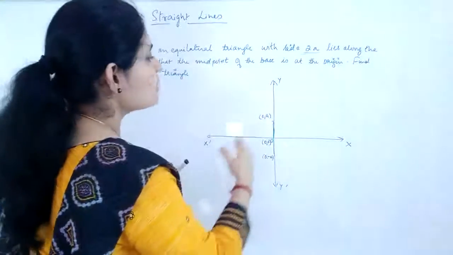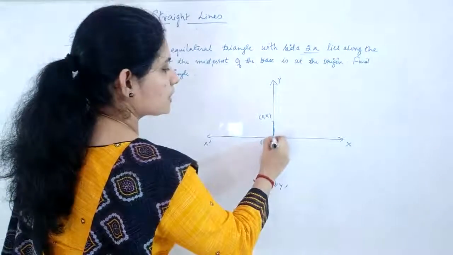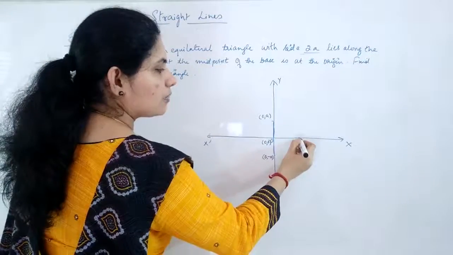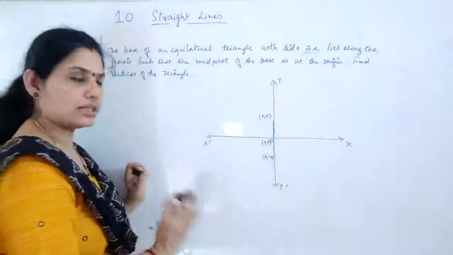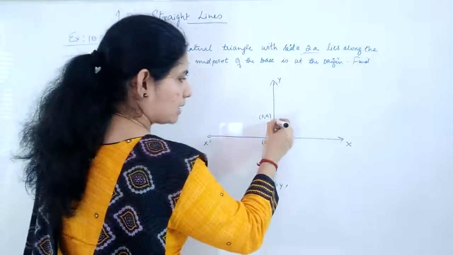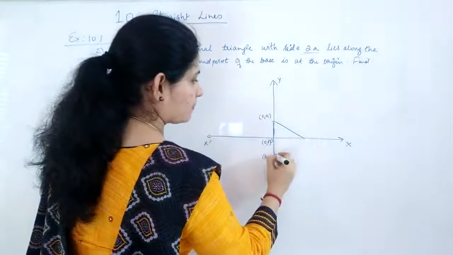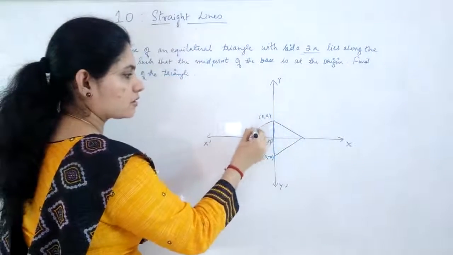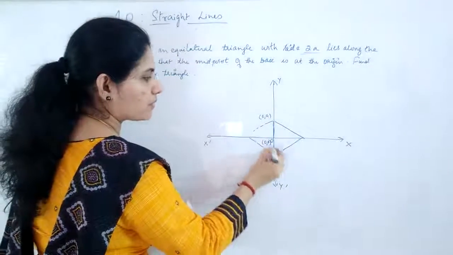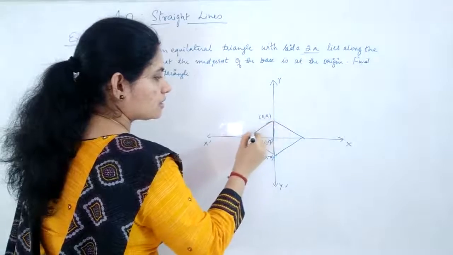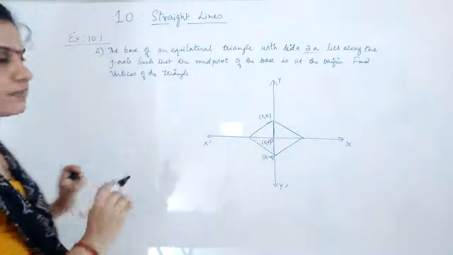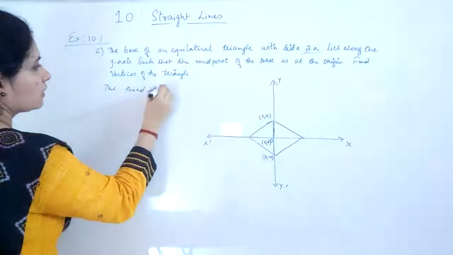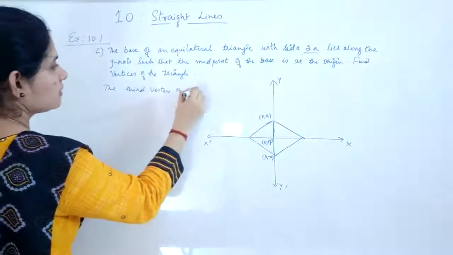Since this is an equilateral triangle, its third vertex will be lying on the x-axis. It can be either in this form, or in this form, or in this form. So we will consider the third vertex of the triangle.